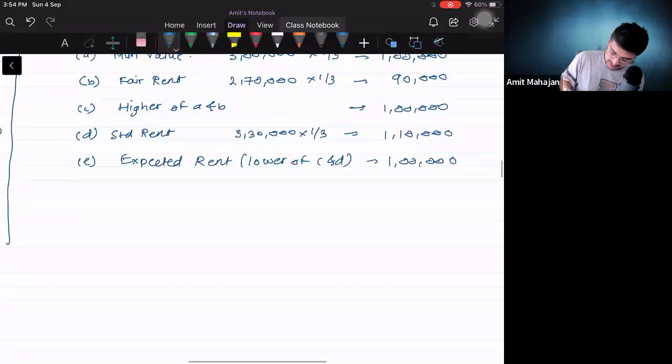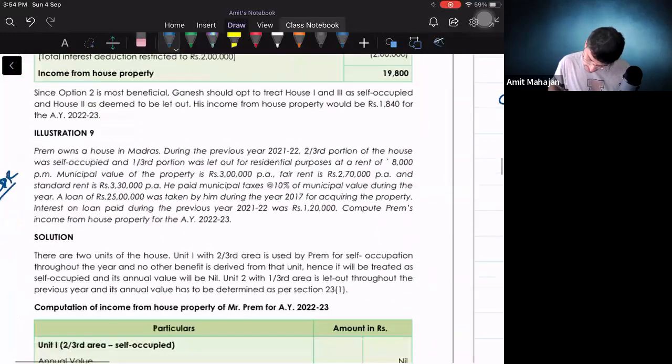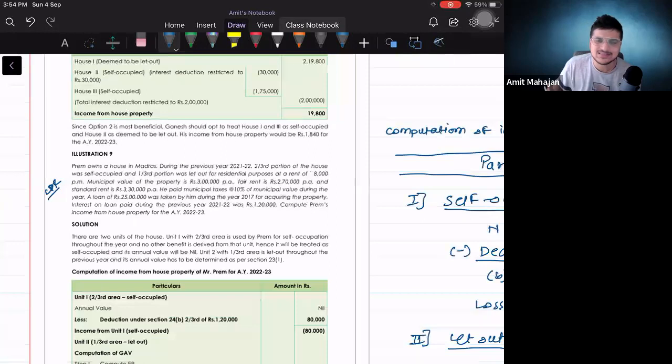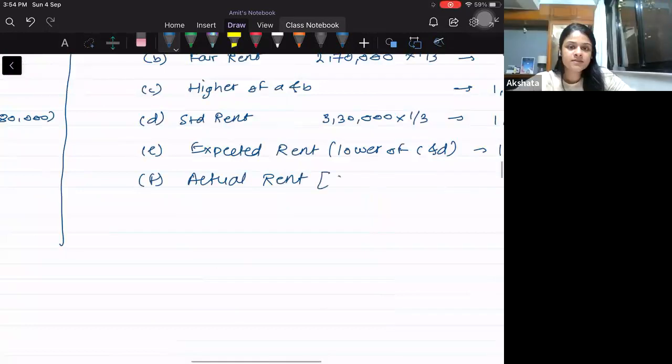Then you will compare that with what comes after E, F, actual rent. Can you tell me what will be the actual rent? Just find the actual rent now. Yes, at the rent of 8,000. Second line, at the rent of 8,000 per month. So 8,000 into 12, because there is nothing else given about the time period. 8,000 into 12, 96.